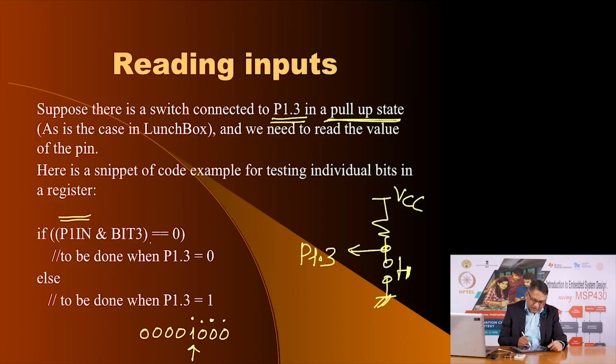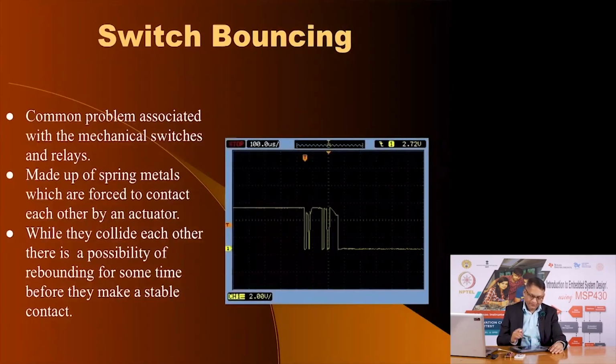So, if this is equal to 0, then do whatever you want to do if the switch has been pressed, else if it is not pressed, it will return a 1, and then you can do something else. This is the basic logic by which we detect whether a switch is pressed or not pressed, and we can choose to do one or the other activity in this program.